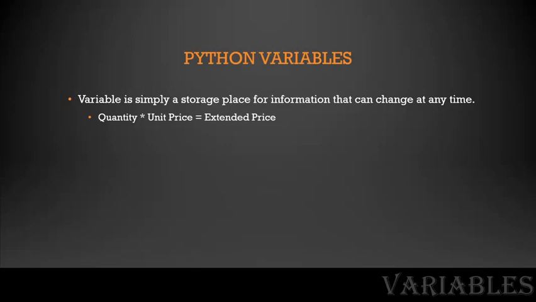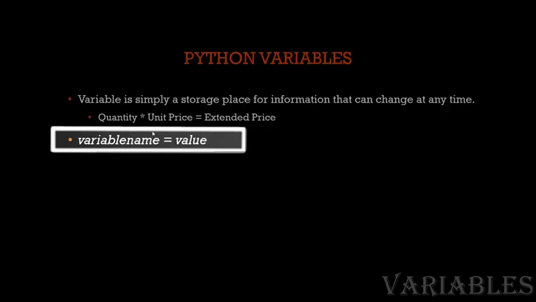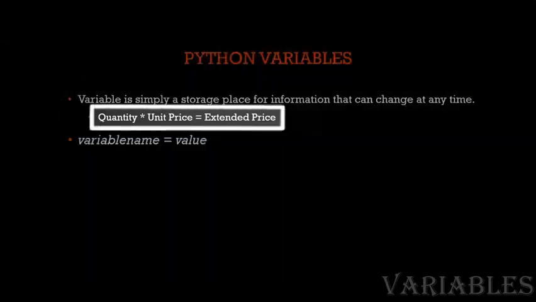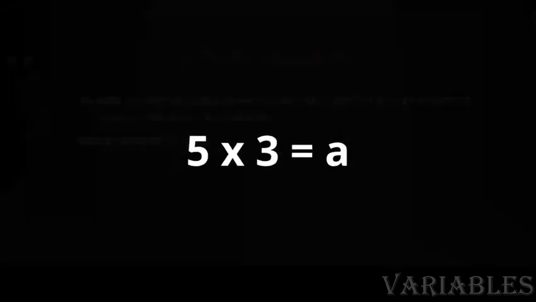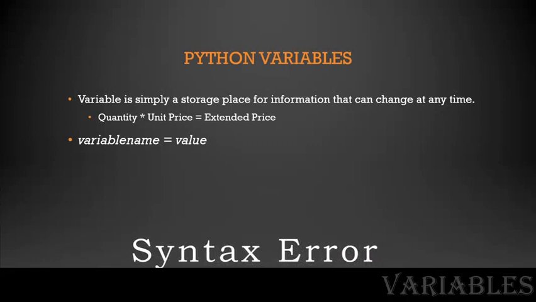Coming back to creating valid variable names, the syntax will be something like this. On the left-hand side we have a variable name, then an equal to sign, followed by a value. Here, we are multiplying quantity into price and then saving it as the extended price. If you write 5 into 3 is equal to a, it is actually wrong. This is not proper syntax, and we will get a syntax error if we do that.